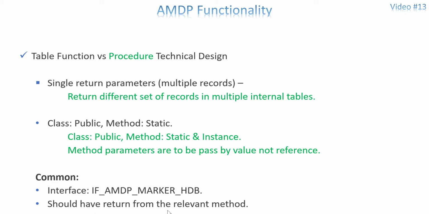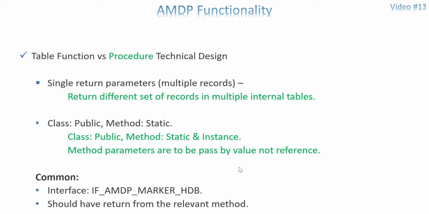It should have a return from the relevant method. You can have any number of methods, but it should have a return. A table function should return some values, and a procedure should also return a value from the particular method. So these are the common points and the technical differences between function and procedure. We'll go a little deeper in the following videos: functionality-wise, what the differences are, what is possible, what is not possible, do's and don'ts.